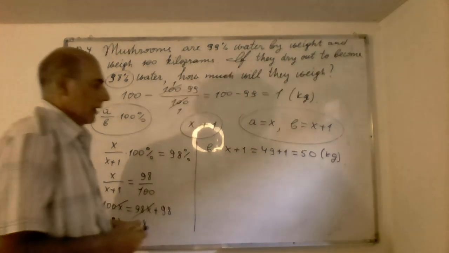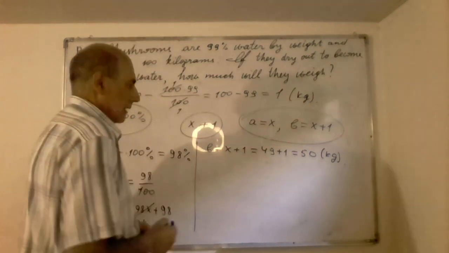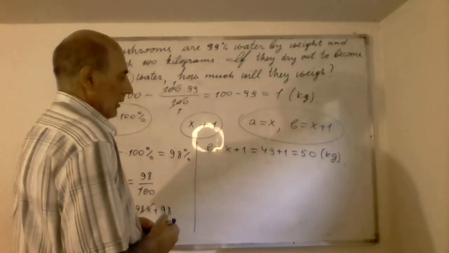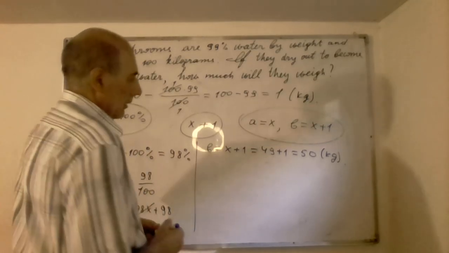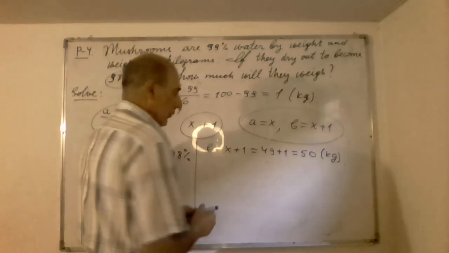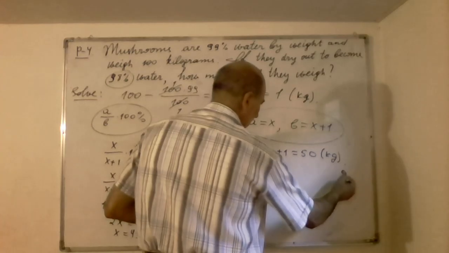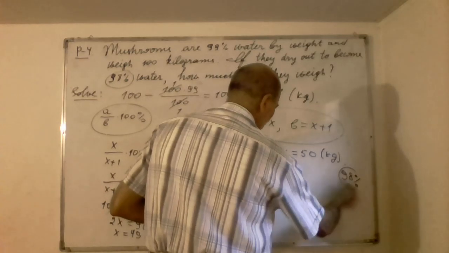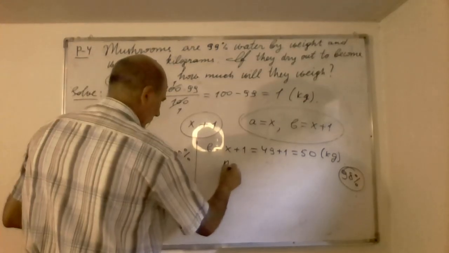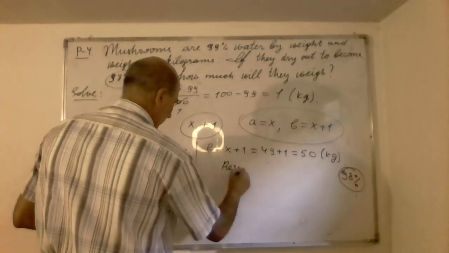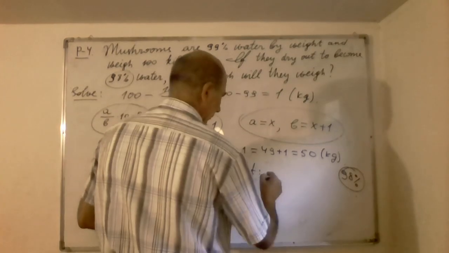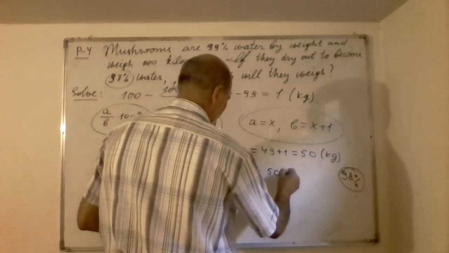As a result, we have found the weight of the mushrooms with a moisture content of 98%. The result will be 50 kilograms.